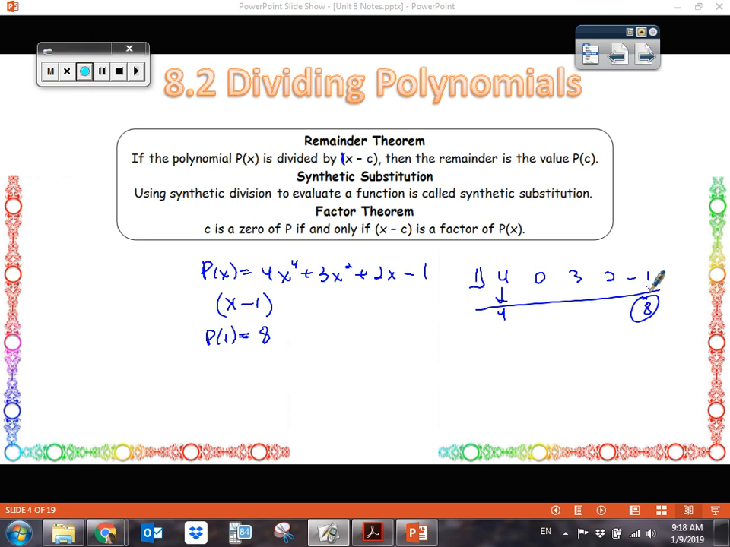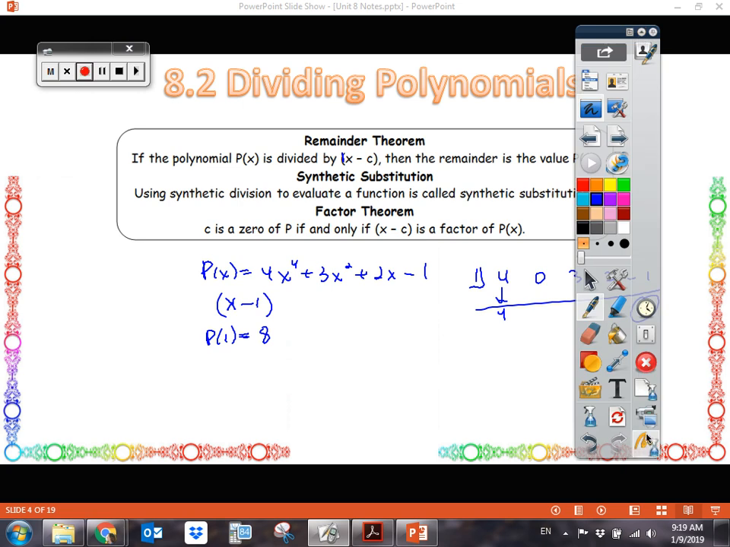Factor theorem. C is a 0 of the polynomial if and only if x minus c is a factor. Well, that makes sense. If I have a 0 of c, how do I make the factor? It's x minus c. We talked about that yesterday, right? That's just how that works. And those are just some theorems that I'm not going to test you over. You don't need to memorize them. I just think it's important to talk about so you are aware that they exist. Okay? So now we're going to do a few examples.